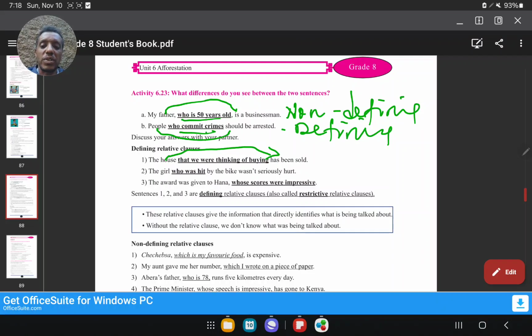The girl who was hit by the bike wasn't seriously hurt. The girl by the bike wasn't seriously hurt. እዚህኛው ጋር the girl by the bike wasn't seriously hurt. ይህኛውም የግዴታ ማብራሪያ ያስፈልገዋል ማለት ነው። So the award was given to Hannah. The award was given to Hannah. So look at the sentence. In short, sentence 1 to 3 are defining relative clauses, also called restrictive. መረጃዎቹ ያስፈልጉናል ለሁሉም ማለት ነው። Understand?